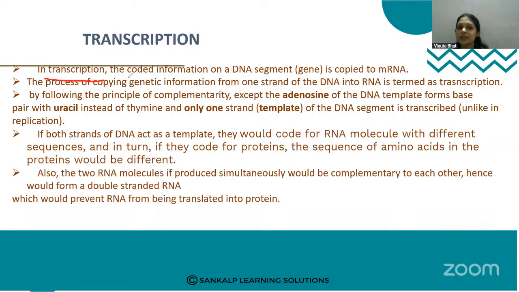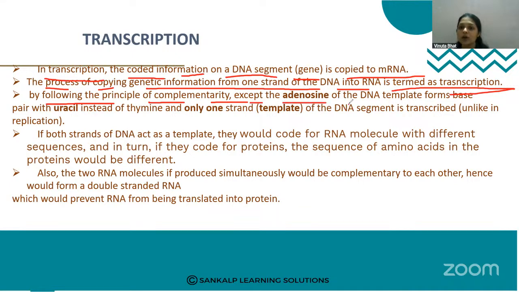In transcription, the coded information on the DNA segment is copied to mRNA. The process of copying genetic information from one strand of DNA into RNA is termed transcription. Okay. Here, by following the principle of complementarity, except the adenosine of the DNA template forms a base pair with the uracil. So, what happens here?